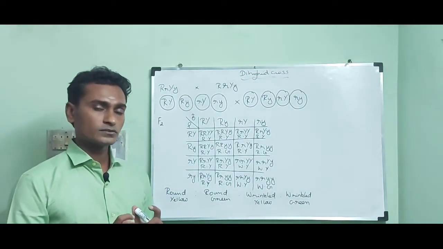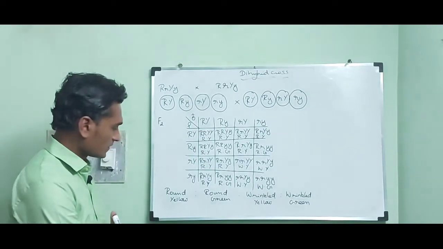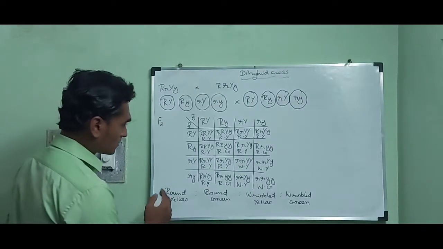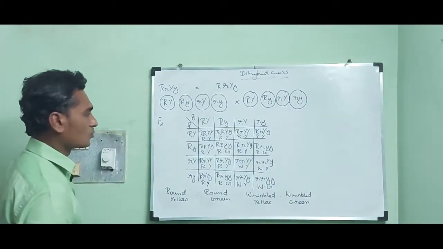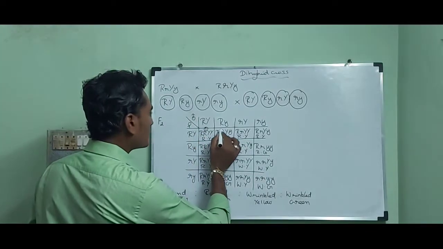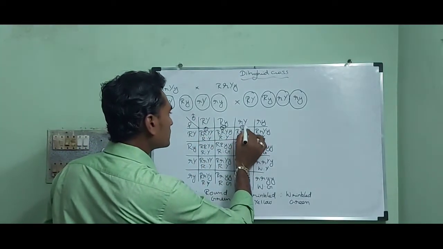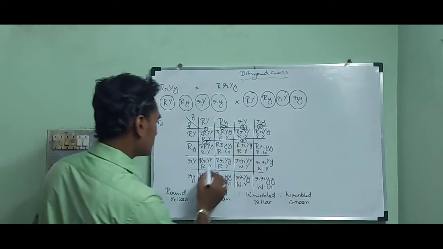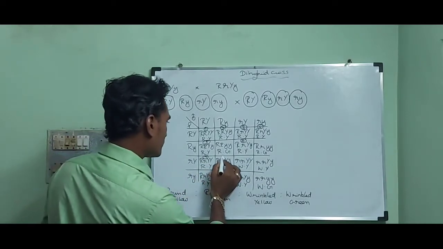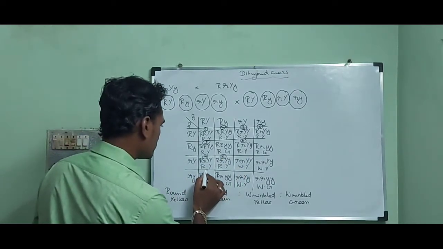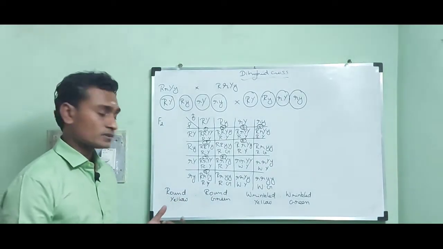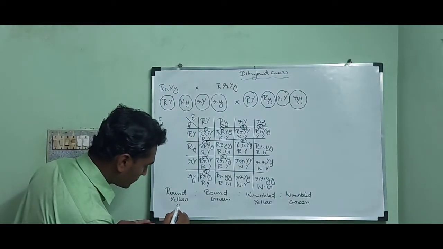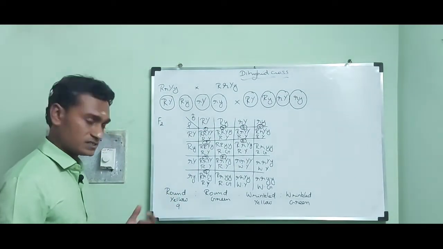Now we are going to count the proportion of the phenotypes, or the young ones. First, I am going to count the proportion of round yellow. 1, 2, 3, 4, 5, then 6, 7, 8, then 9. So we could observe 9 round yellow. So the proportion is 9.